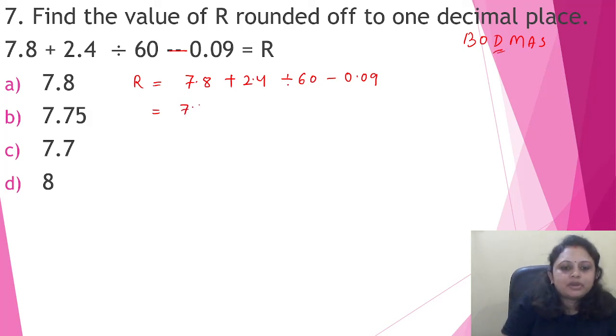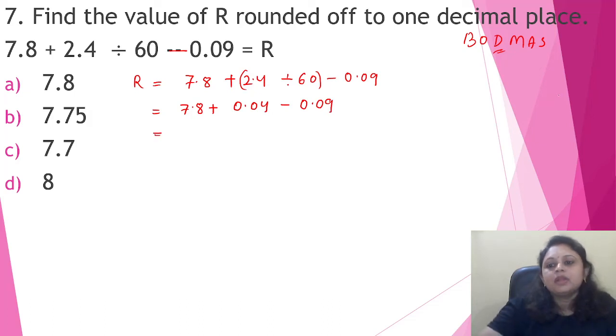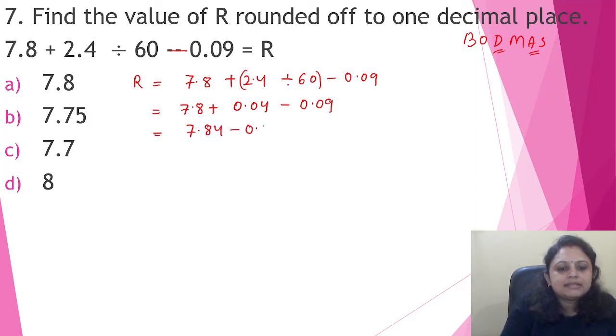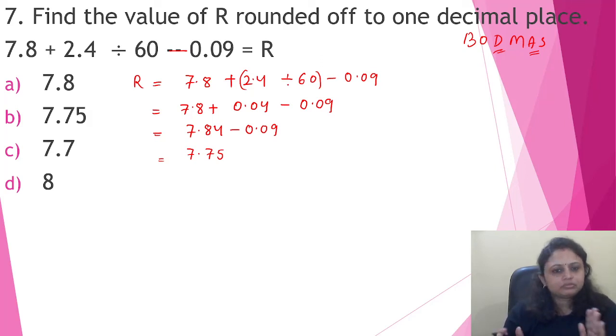So it will be 7.8 plus the division 2.4 divided by 60. So 2.4 divided by 60, you can calculate it, it will be 0.04, minus 0.09. Next, addition and subtraction are there, we can go for addition because it comes first. So 7.8 plus 0.04, that is 7.84, minus 0.09, and 7.84 minus 0.09 will be 7.75. Okay, so 7.75 is the value.